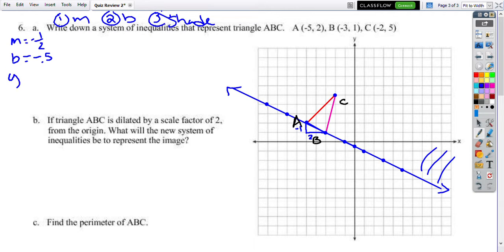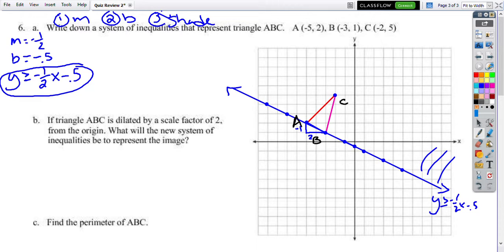So that's y greater than or equal to -1/2, don't forget the x, and then minus 1/2, 0.5. There's our first inequality, so we'll label it down here: y is greater than or equal to -1/2 x minus 0.5.